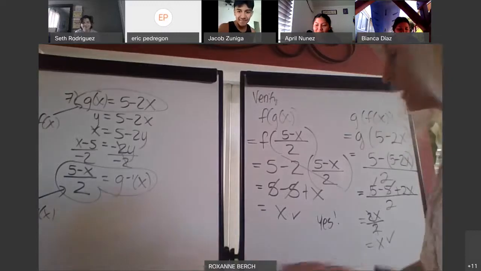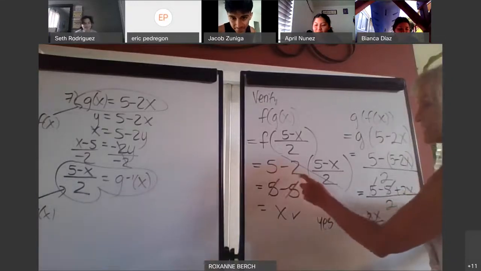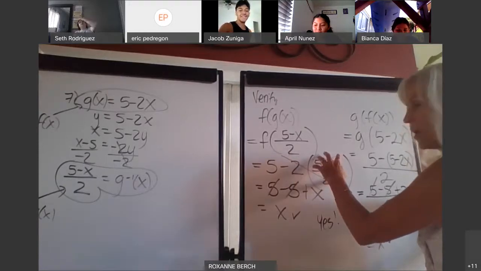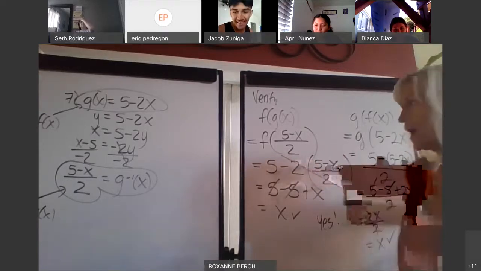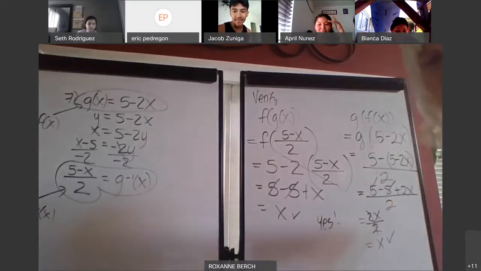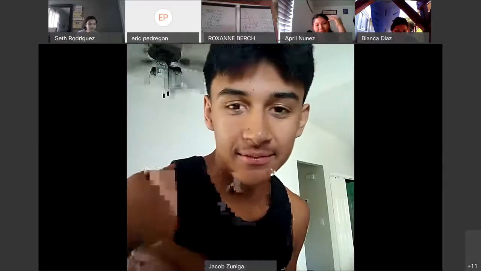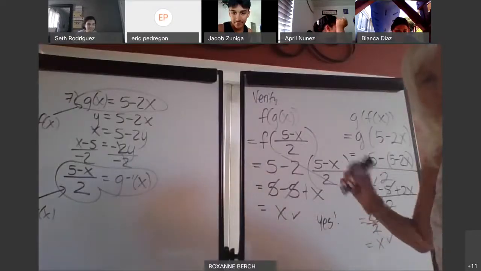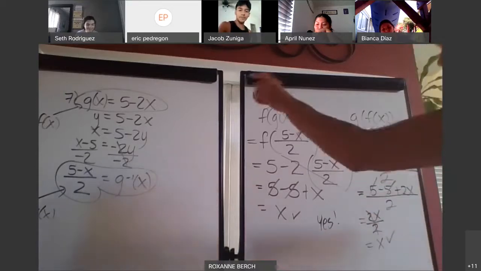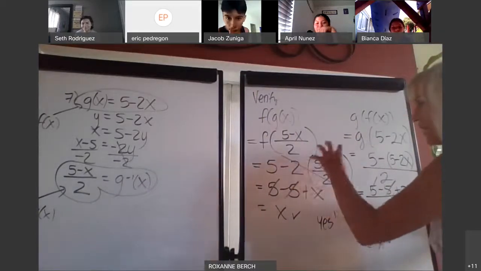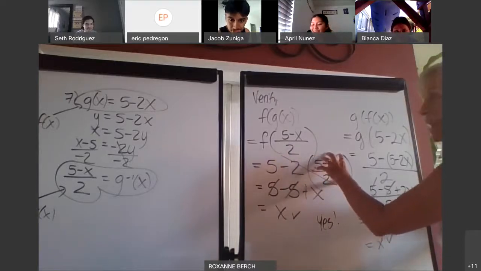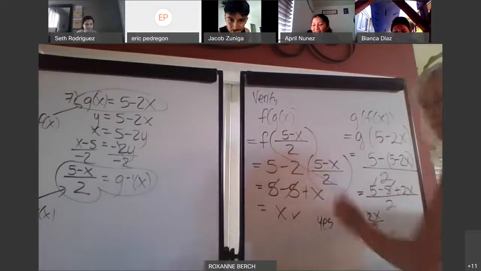All right, watch, Jacob, watch. Isn't this 5 minus 2x? So am I taking the x out and putting the new x in? Yeah. See, once you see it, it's a lot better. When you see it, you see it. So the function is 5 minus 2x. So you're taking that x out and you're putting the new x in.